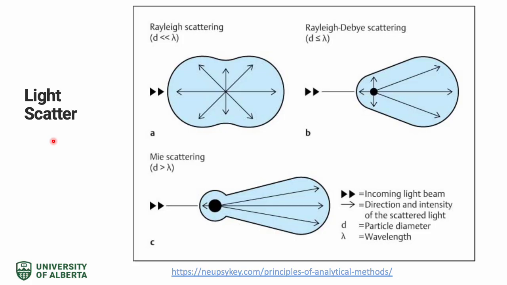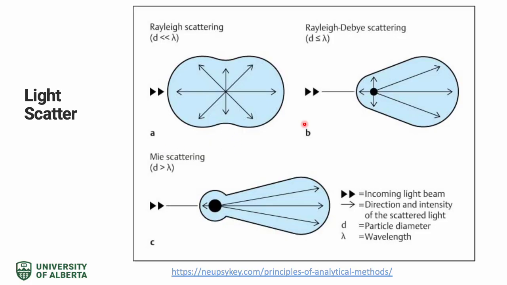On this slide, there are 3 images illustrating the different types of light scatter. Double arrows represent the incoming beam of light, and single arrows show the direction and intensity of the light that is being scattered. In Rayleigh scatter, the particle size is significantly smaller than the wavelength of light, and the light is scattered symmetrically forward and backwards, but very minimally at 90 degrees.